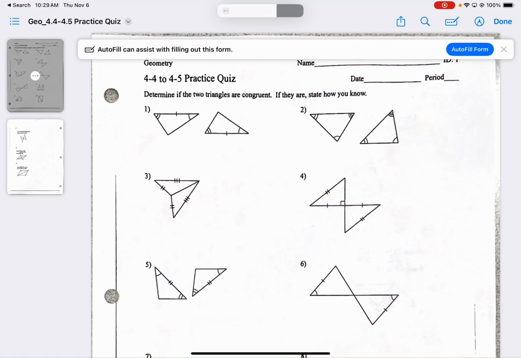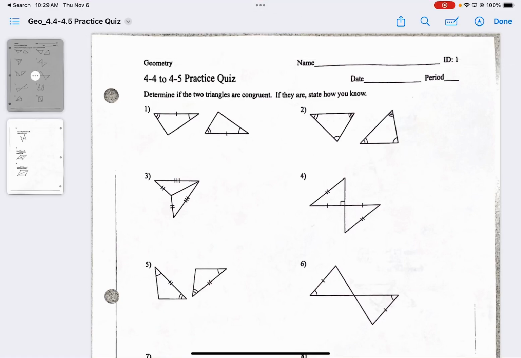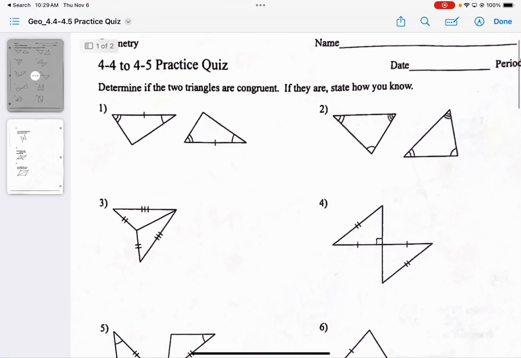For the sake of just making sure that things are recorded, I'm going to rewrite them on the worksheet here so you guys can see it as well. Let's start with number 1. Haya did number 1. All right, Haya.